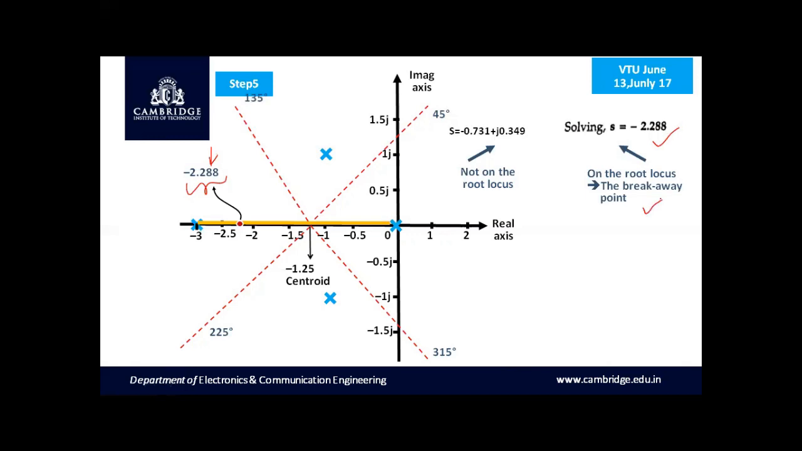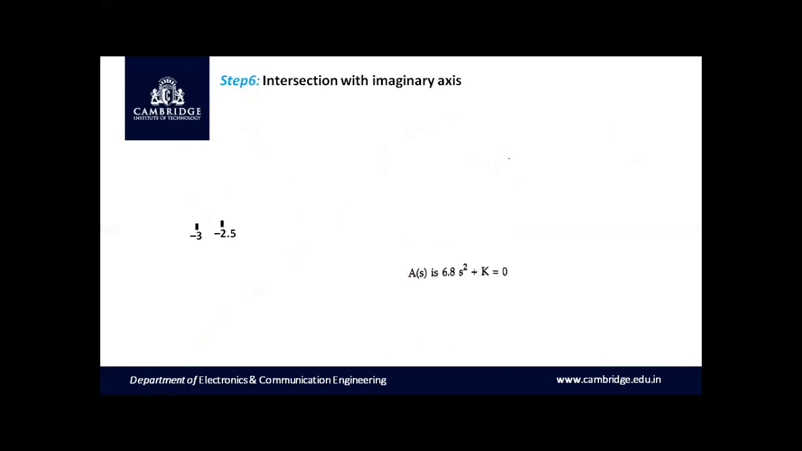Whereas S is equal to minus 0.731 plus j into 0.349 as well as minus 0.731 minus j into 0.349 is not on the root locus. It is not valid. Let us move on to the next step.